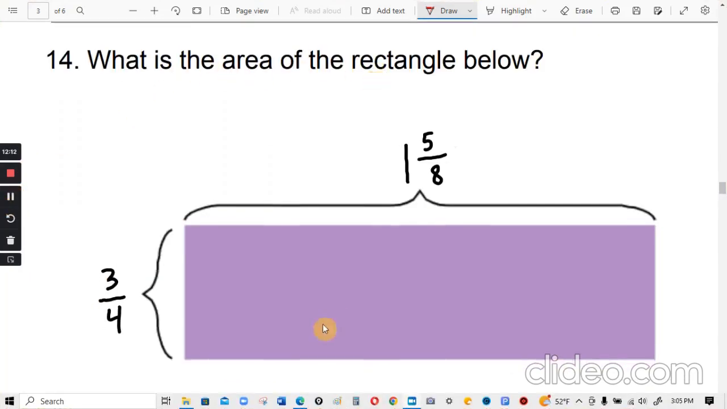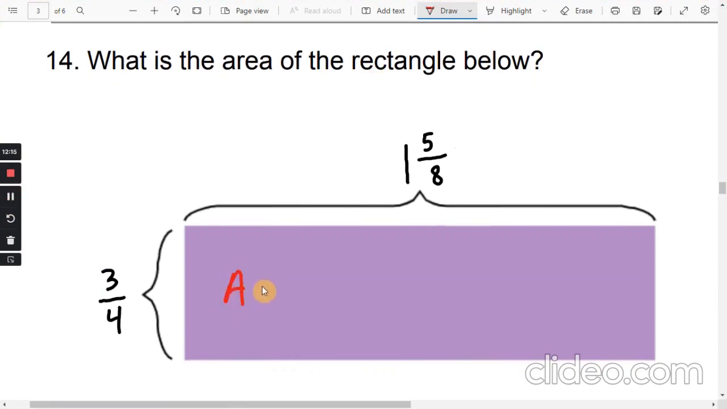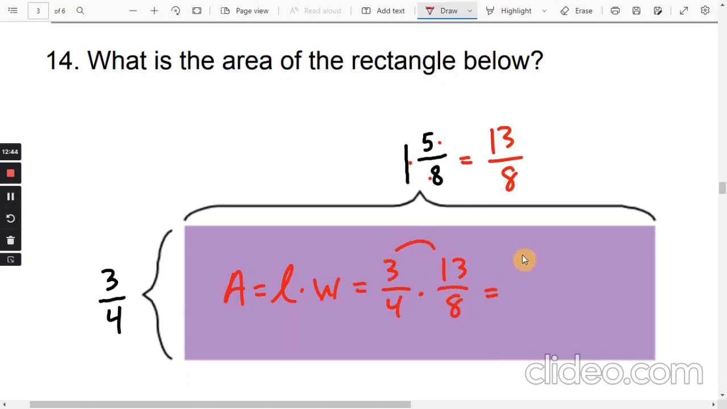All right, area of the rectangle. Area is just going to be length times width. You want to convert this to an improper fraction. You do 1 times 8, which is 8 plus 5, that's 13, divided by 8. Okay, length times width, that's going to be 3/4 times 13 over 8. Multiplying numerators, 3 times 13 is 39. 4 times 8 is 32. Nothing you can do with that, so that's it.